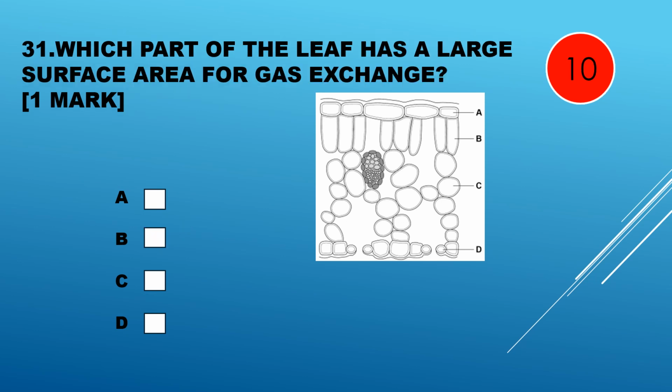Question 31. Which part of the leaf has a large surface area for gas exchange? A, B, C or D? Structure C is the area for gas exchange. It's got a large surface area with lots of air spaces.